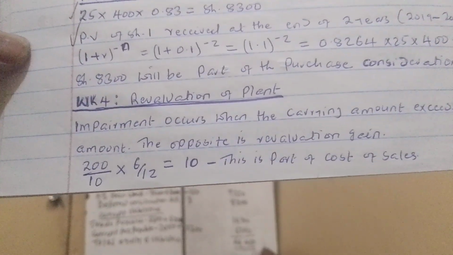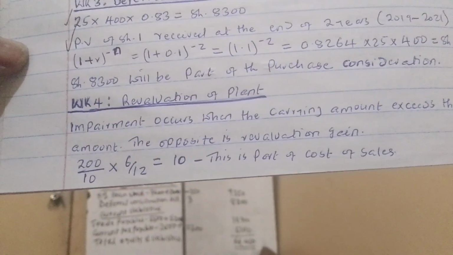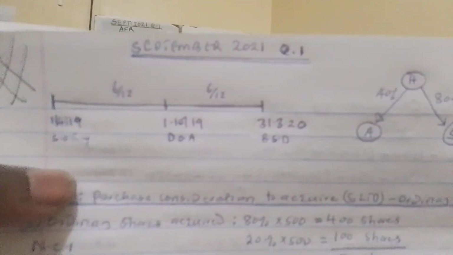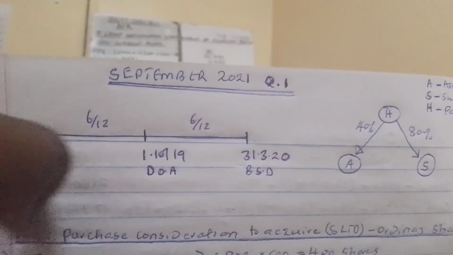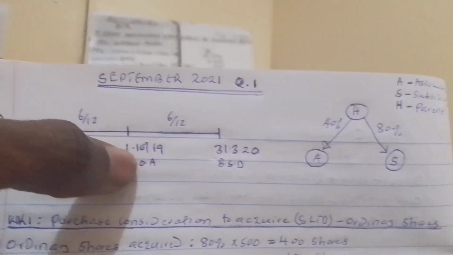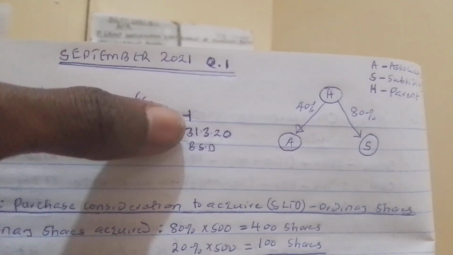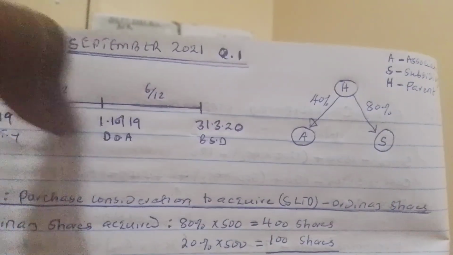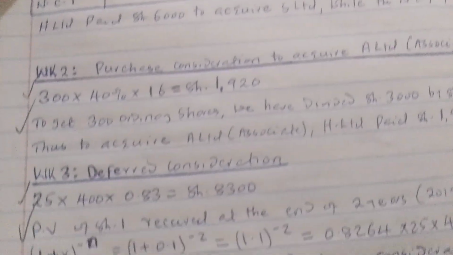We are saying 6 over 12 because that subsidiary was a 6 months subsidiary. Now remember here, if you don't know, that's why we're using 6 months. We acquired this subsidiary on 1st October 2019. We have it from 1st October 2019 to 1st March 2020. So these are 6 months. So that is why we are portioning that depreciation.